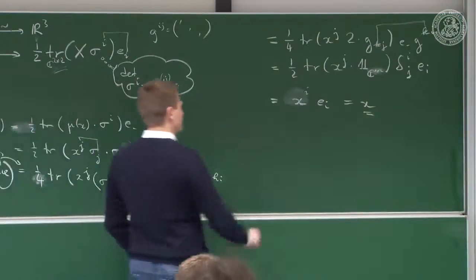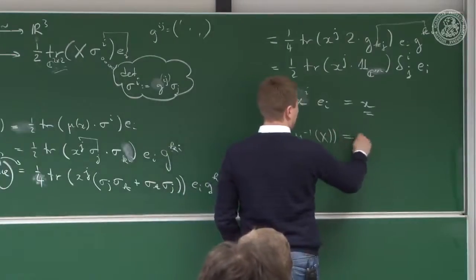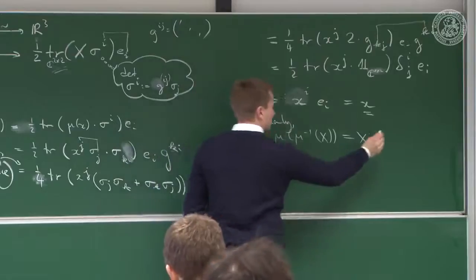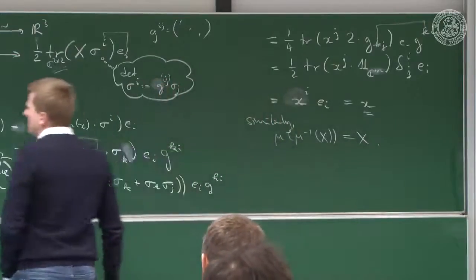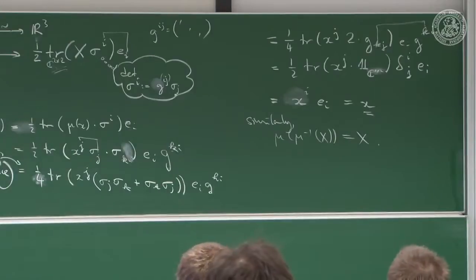leave. Similarly, this is the case. So indeed, that's the proof. It's a linear map, this mu, and we explicitly constructed its inverse. Hence, this is an isomorphism.